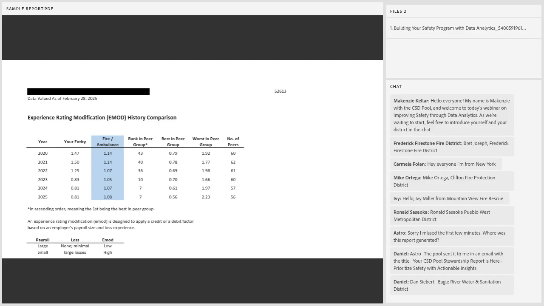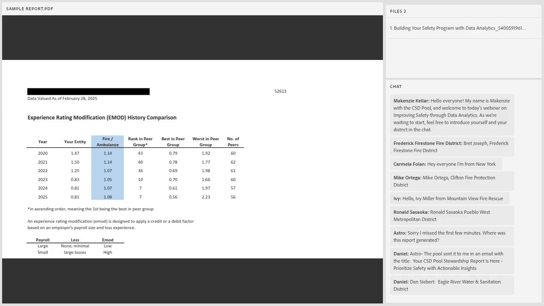It's basically a multiplier applied to your contribution to reflect your claim history relative to your payroll size. So an EMOD below 1 earns you a discount. Above 1, you pay a surcharge. For example, in this case, this fire district has an EMOD of 0.81 in 2024 and 2025. So they're getting a 19% discount.